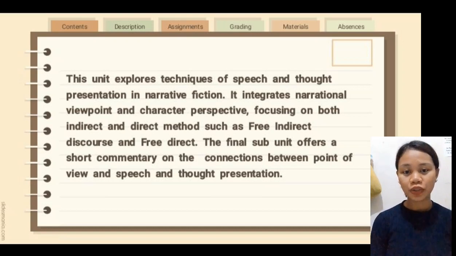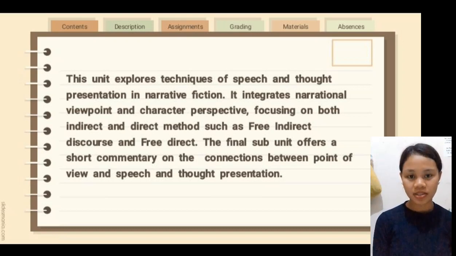It integrates narrational viewpoint and character perspective, focusing on both indirect and direct modes such as free indirect discourse and free direct mode. The final subunit offers a short commentary on the connections between point of view and speech and thought presentation. So, this unit explores how authors present characters' thoughts and speech in stories.